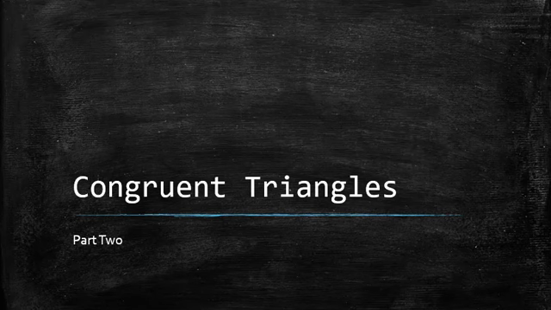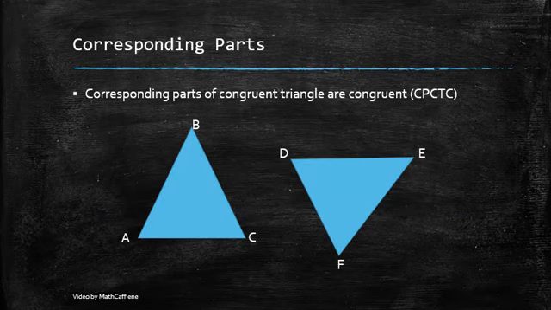Let's get started on part 2 of the Congruent Triangle series. Corresponding parts of congruent triangles are congruent. This statement, shortened to the acronym CPCTC, is used in proofs quite often. Corresponding parts are the angles and sides from one shape that align with the congruent angles and sides of another shape to prove them as congruent.